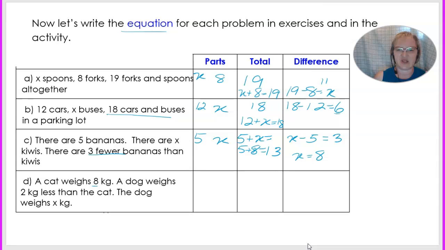And indeed, the cat weighs 8 kilograms, the dog weighs 2 kilograms less, and the dog weighs X kilograms. So our parts are 8 kilograms and X kilograms. The dog weighs 2 kilograms less, that's our difference. How can we figure out what our total is? Well, let's figure out the difference first. Which one weighs less? The dog weighs less, and we don't know how much the dog weighs, so we're doing 8 minus X equals 2. And we know that the X must equal 6, so we can substitute 6 in here for the X. 8 plus 6 will be 14.